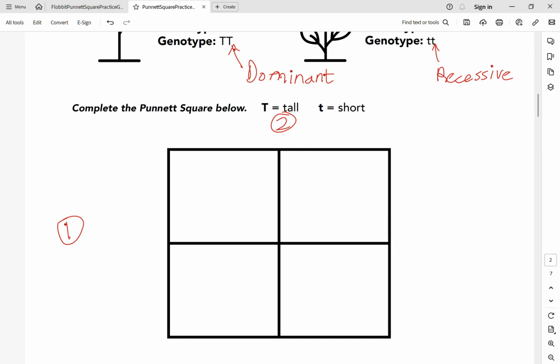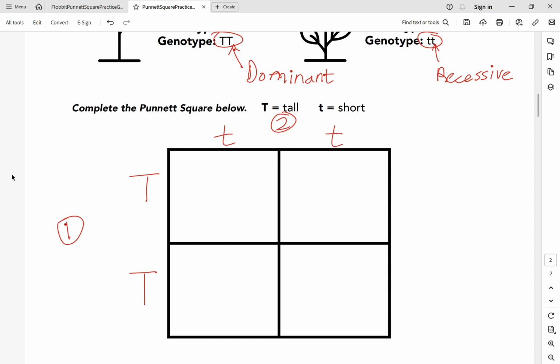So if my first parent has two capital T's, as is shown over here with the genotype, I put one T on the first box and one T on the second box. It's going to be two capitals because the genotype is two capital T's. Parent 2 has two lowercase t's, so I'm going to put those two lowercase t's like this. So there's your parent 1 and parent 2. These four boxes tell us the four possible gene combinations for our offspring.